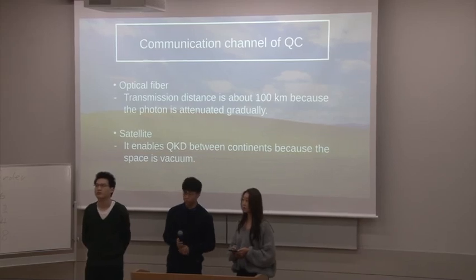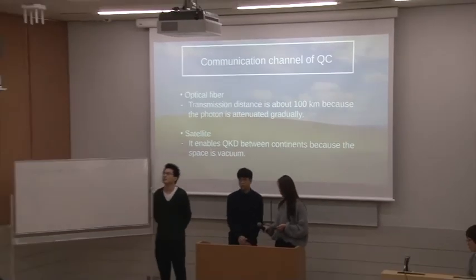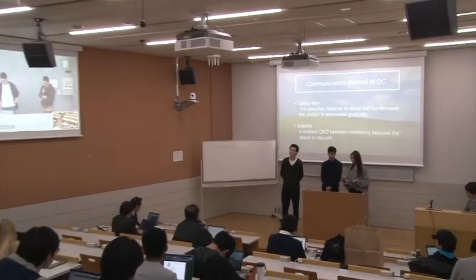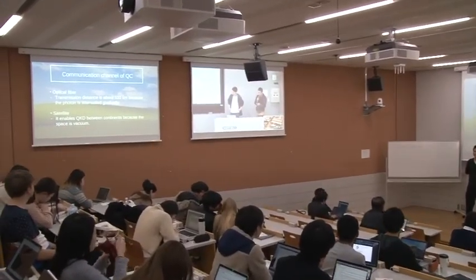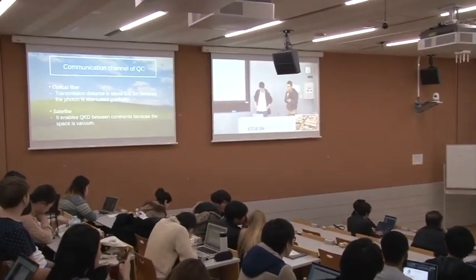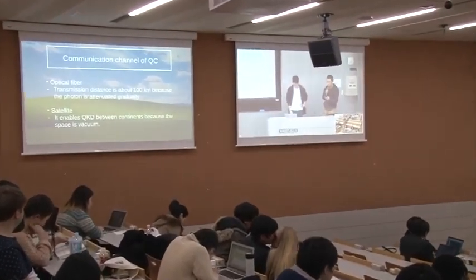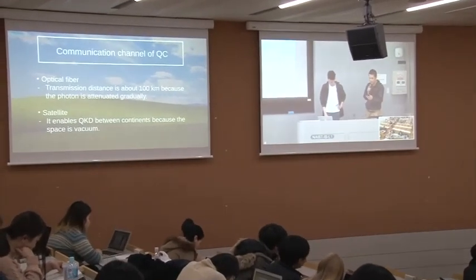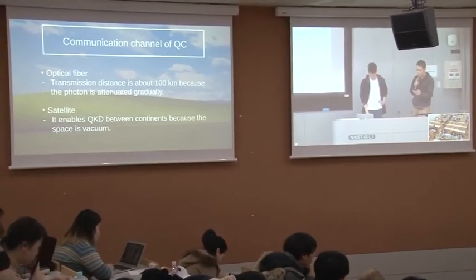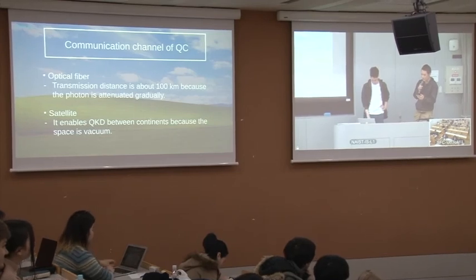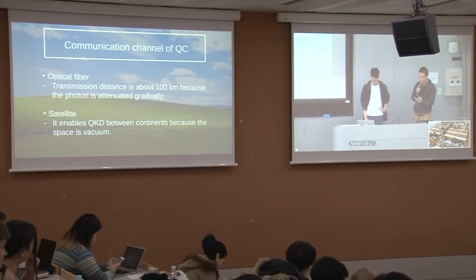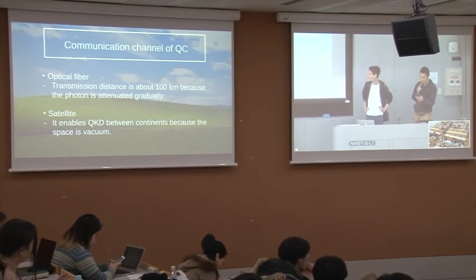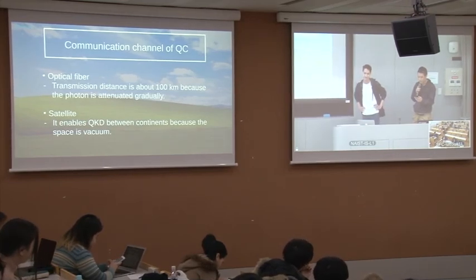Yeah. So there are two communication channels. One is optical fiber. The photon can be transmitted on optical fiber, so the existing optical fiber network can be used for quantum key distribution, but the photon is attenuated gradually, so the transmission distance is about 100 kilometers now. The other is satellite. The photon is not attenuated in space because space is a vacuum. So satellite enables quantum key distribution between continents.